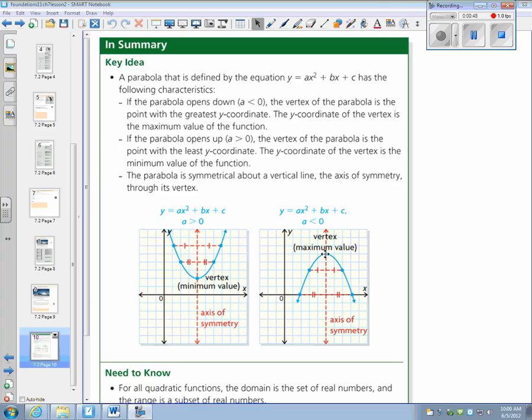If the parabola opens up, if a is greater than 0, so it's 3x squared, 1/4 x squared, 500x squared, the vertex is the point with the least y value, so this gives a minimum value. And it's symmetrical about a vertical line, the axis of symmetry through its vertex.